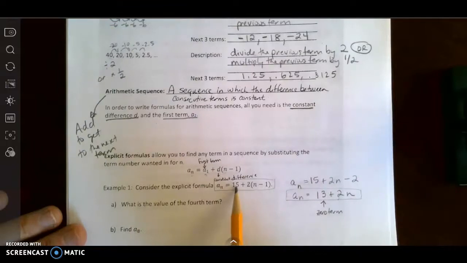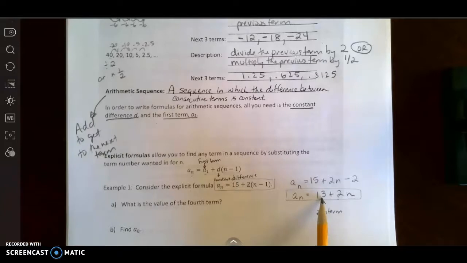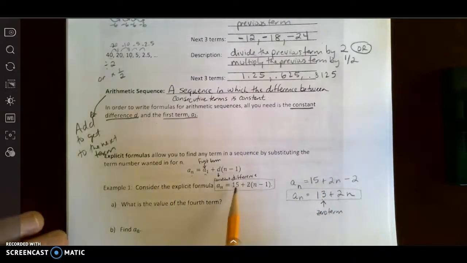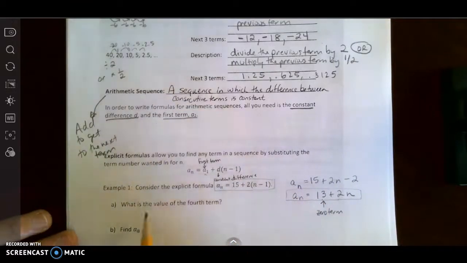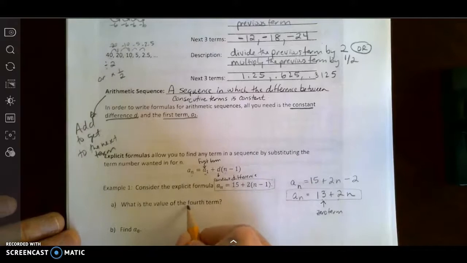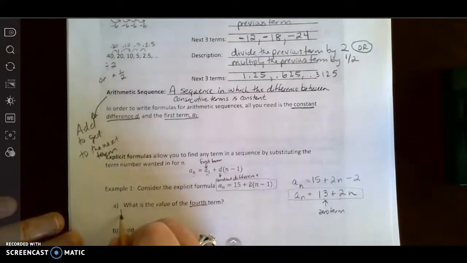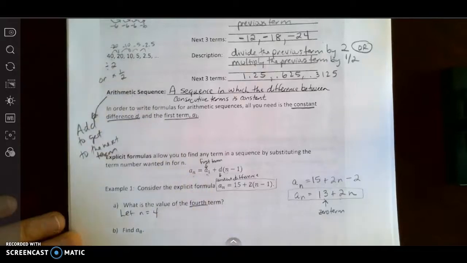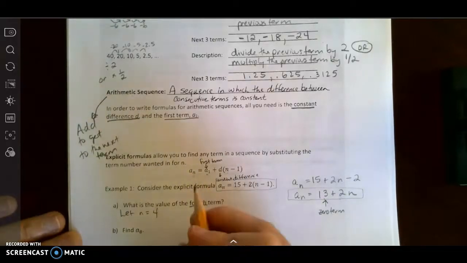Here we're beginning at the first term. Here we're beginning a term back, like we're just starting one term earlier. So you can use either formula and you'll get the same answer. What is the value of the 4th term? That means we let n equal 4. Let's use this formula here.